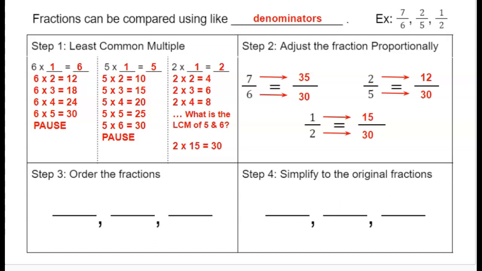Now we order our fractions. They all have a denominator of 30, so I'm going to look at their numerators. Let's order these from least to greatest. We have 12, 15, and 35. But in order to place these fractions in the proper order, they need to be in their original form. 12/30 is 2/5, 15/30 is 1/2, and 35/30 is 7/6.